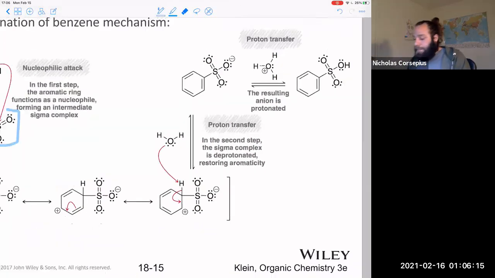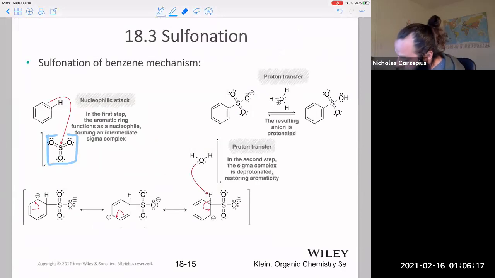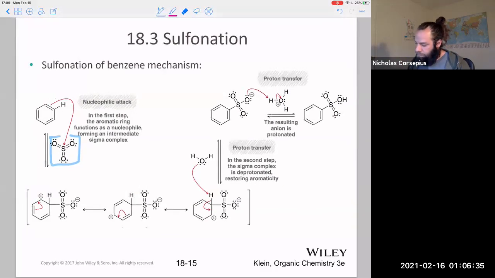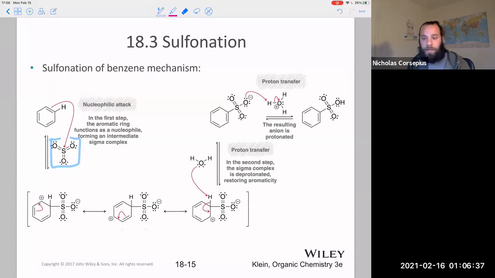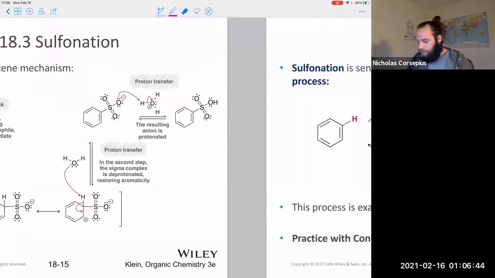There's actually one last step in the sulfonation, which is you're left with this deprotonated oxygen here. So there's going to be another proton transfer that's going to cap that off. Okay. So again, the key here is that you have that SO3, that's your electrophilic species. Sulfur trioxide.